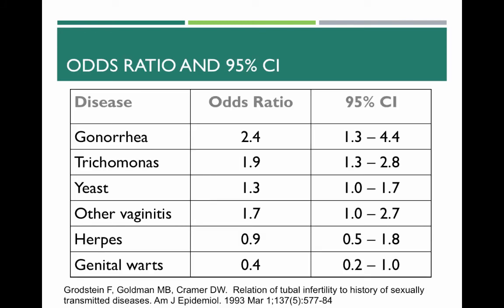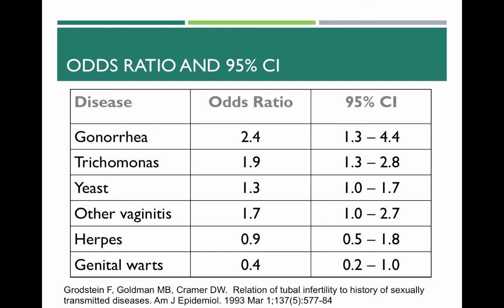So here are some examples of 95% confidence intervals of a case control study of patients with and without infertility looking at their history of STDs. So a study of the association between infertility and gonorrhea resulted in an odds ratio of 2.4 with a confidence interval of 1.3 to 4.4. This is like saying that our best estimate of the odds ratio is 2.4, but we're 95% sure that it's somewhere between 1.3 and 4.4. And because that odds ratio is greater than 1, we can say that there's a positive relationship, that gonorrhea increases the odds of having infertility later in life.